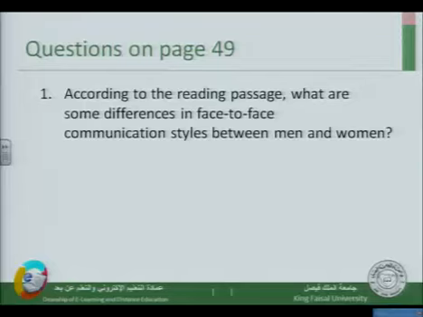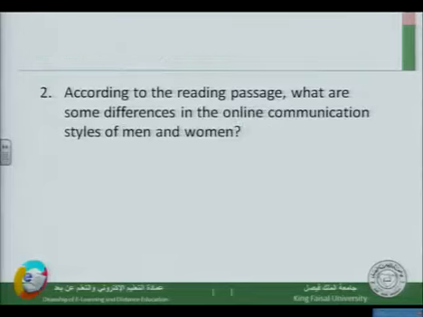Okay, so according to the reading passage, what are some differences in face-to-face communication styles between men and women? Now, if you could just remember what we just read in the reading passage up to where we stopped, or go back in the lecture, you could easily jot them down on a piece of paper and formulate a sentence about that. Second question is, according to the reading passage, what are some differences in the online communication styles of men and women?